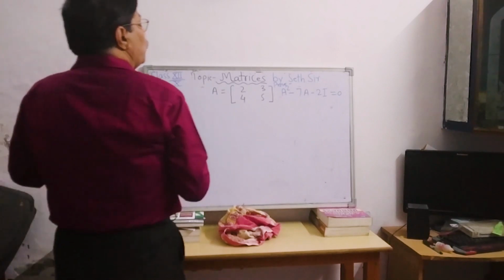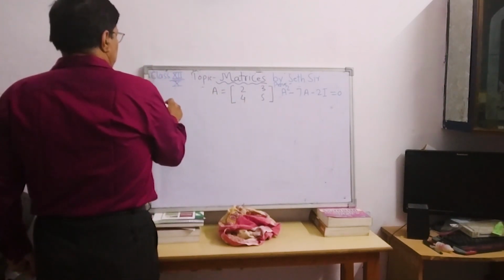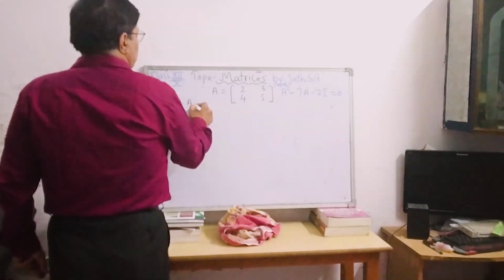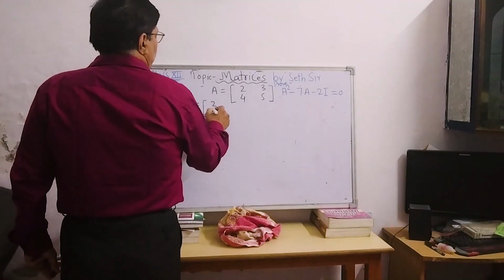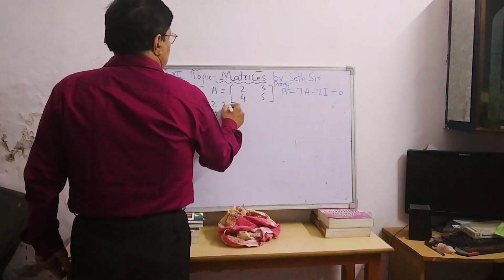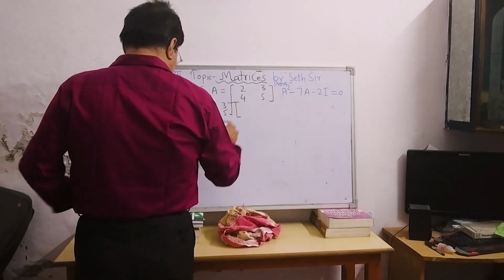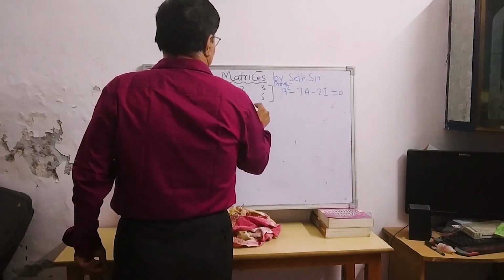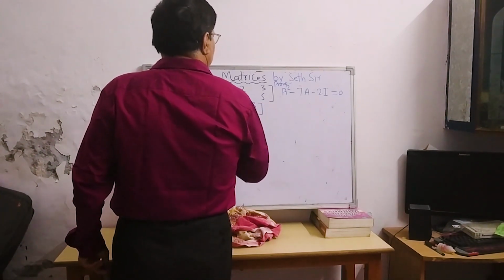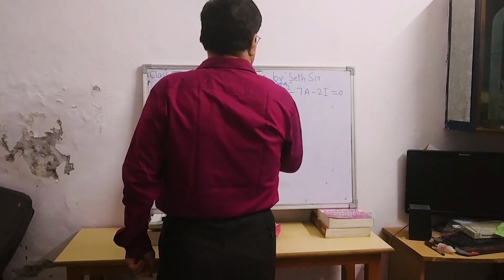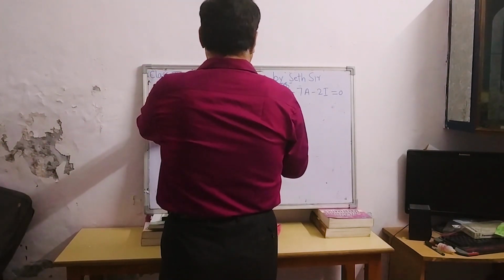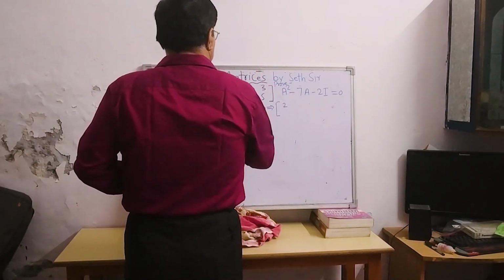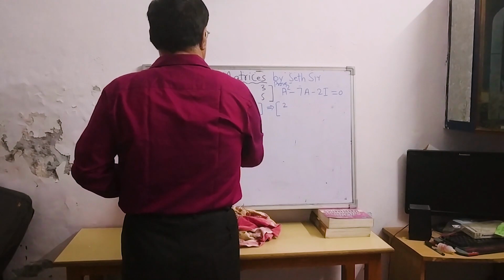So look here, A square. What do you mean by A square? A square means A into A. So this will be 2, 4, 3, 5, then the second is 2, 4, 3, 5. Clear? Again multiplication will be there. How will you multiply it? Again the same logic: first multiply this by this.